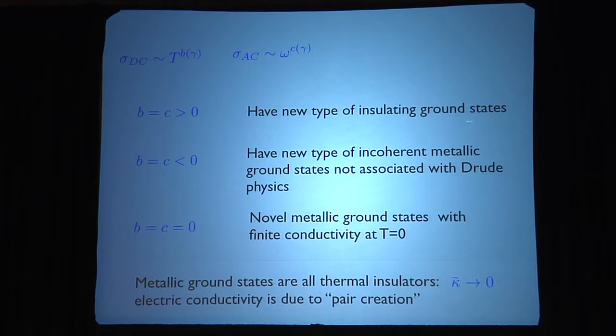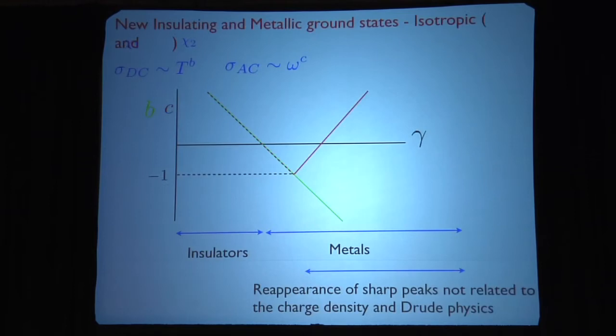If they're positive, they're insulating ground states. If they're negative, they're incoherent metallic ground states breaking translation invariance without rotation of physics. And there's actually an intermediate case when they're equal to zero. An interesting fact is the metallic ground states are all thermal insulators. And this is the second last slide.